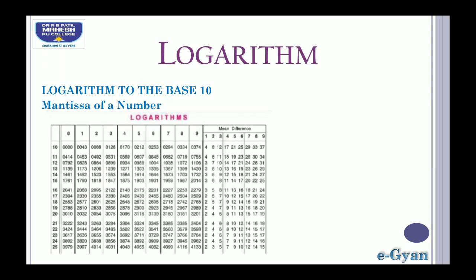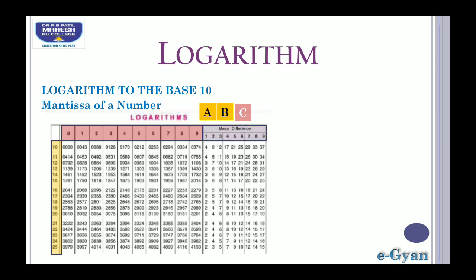Now we make use of this kind of table called logarithm tables to calculate the mantissa. So we have A, B, C, D as the first four digits of a number. Among these, the first two digits are chosen from the first column. The third digit is chosen from the first row. And the fourth digit is chosen from the column of mean difference.